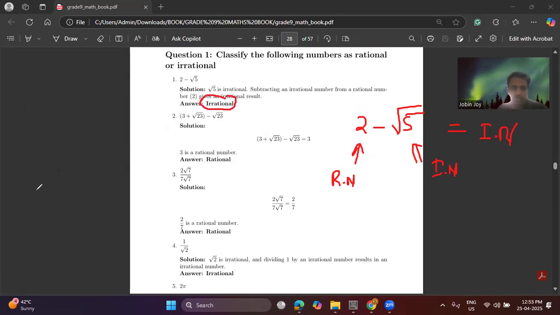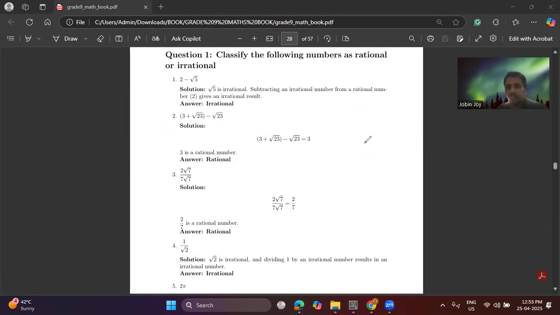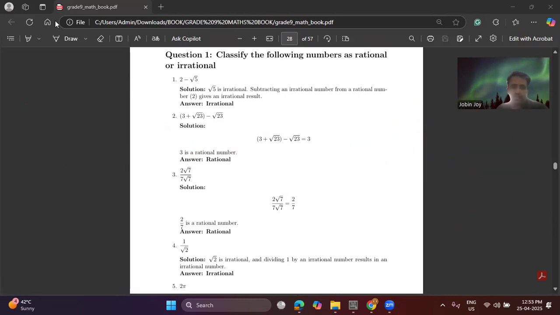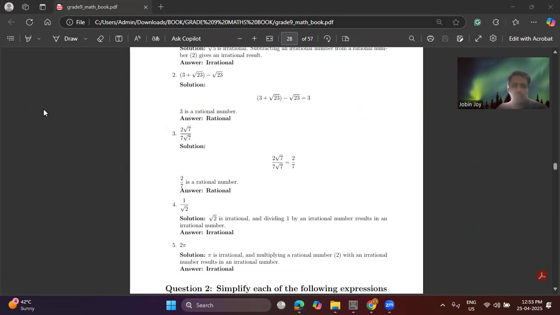Okay. Then next is 3 plus root 23 minus root 23. So plus root 23 minus root 23 cancel. This will be 3. What is 3? 3 is a rational number. So the answer is rational. Very simple. Okay. Next question.